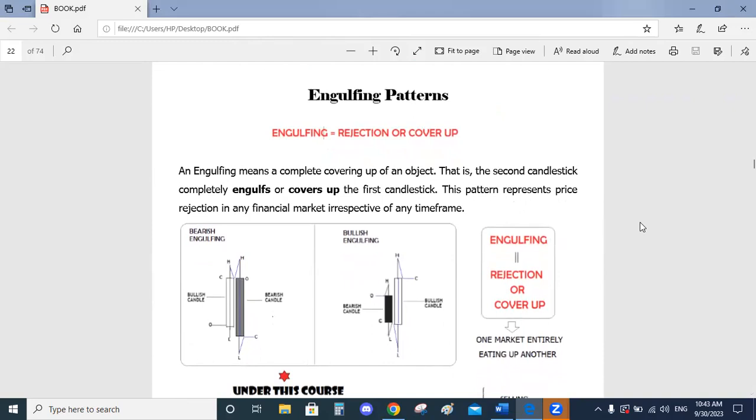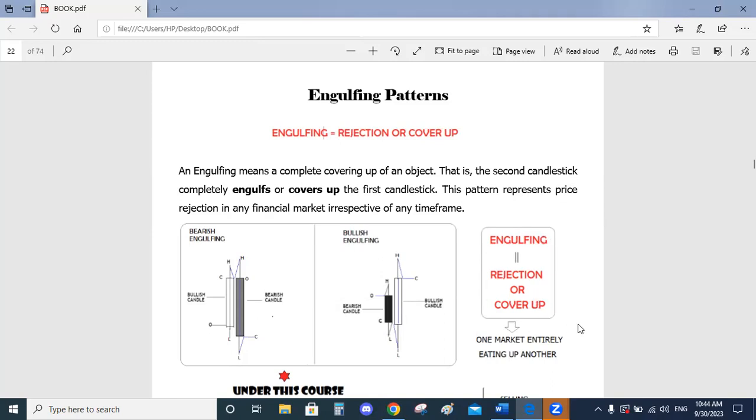What is the meaning of an engulfing? It is simply a covering up of a particular object, a complete cover-up or price rejection. That's what engulfing represents. So the bullish guy tried to push the price higher, while the recent candle covers it up and closes it up. For bearish engulfing, the previous candle was a bearish candle selling from the open to the close, right? Then the next candle opens here and closes higher. That is engulfing.